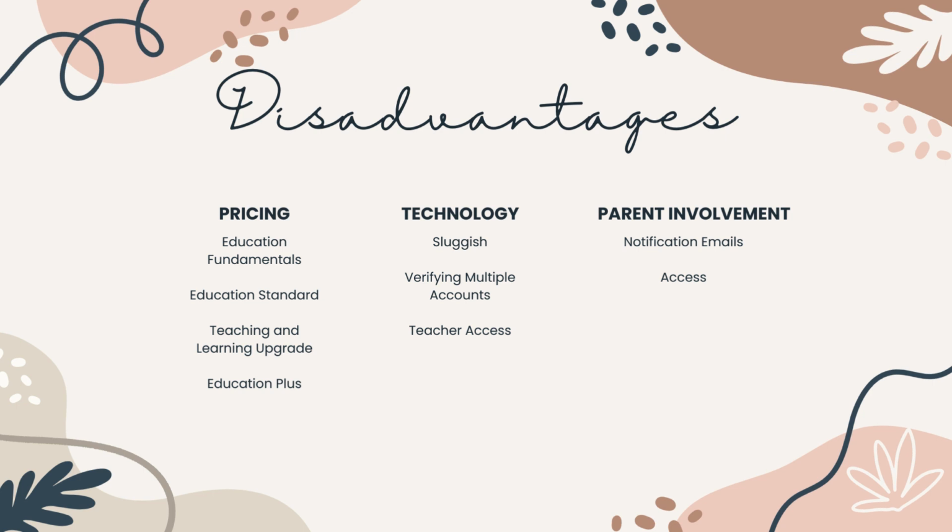Education Fundamentals is free to qualifying institutions, but when you look on their website, this doesn't offer a ton. Education Standard is $3 per student per year, and with that you get 1 staff license per 4 student licenses. Teaching and Learning Upgrade is $4 per license per year. Education Plus is $5 per student per year, and with that you get 1 staff license per every 4 student licenses. And again, for more information on what's included in each package, please refer to the Google Classroom Editions website.